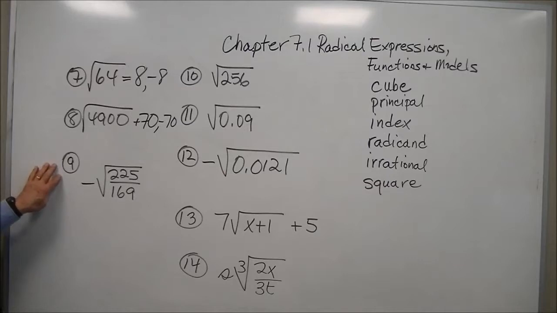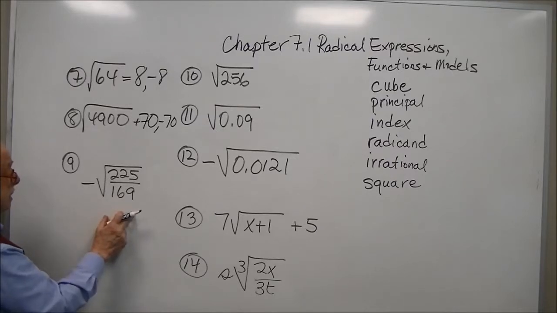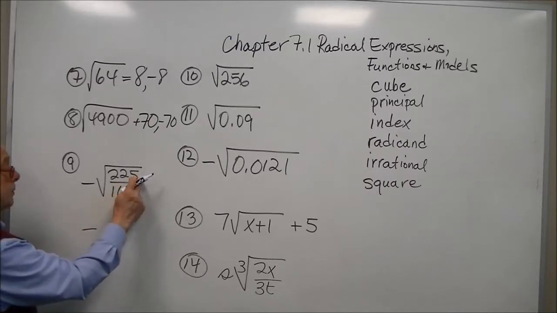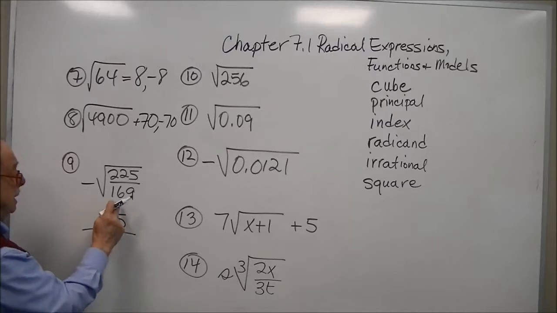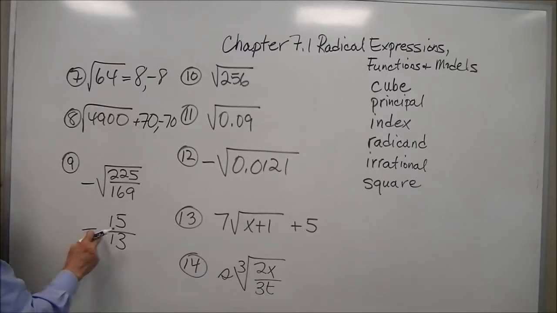Now, for something like number 9, where the negative sign is outside the radical sign, that indicates our answer is going to be negative. And then we take the square root of 225, which is 15, and the square root of 169, which is 13. So our answer is a negative 15/13.